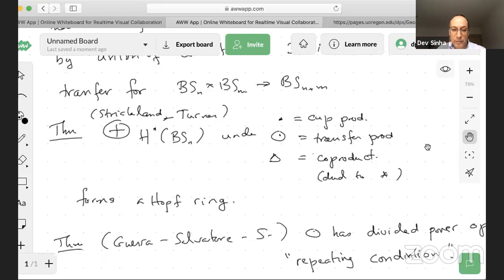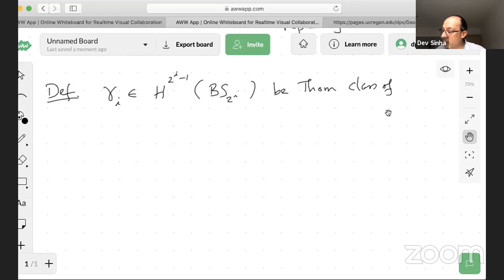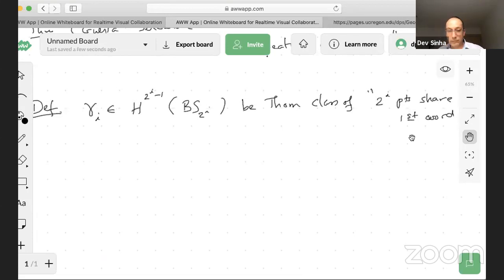Let gamma I be the following simple class, just one of these linear cohomology classes. We're using the configuration space model, and it's going to be in degree 2 to the I minus 1 on BS 2 to the I, which again we're thinking of in terms of configurations, but let this be the class of all 2 to the I points sharing their first coordinate. It's one of the simplest things you could ask for inside configuration space. It's happening in R infinity, or think of big Rn and ask, can I compress this configuration down to Rn minus 1?